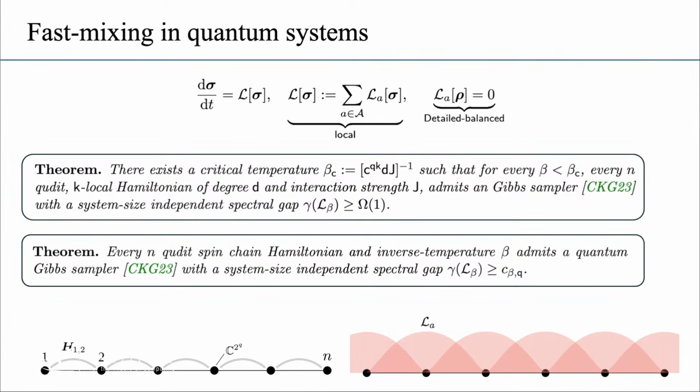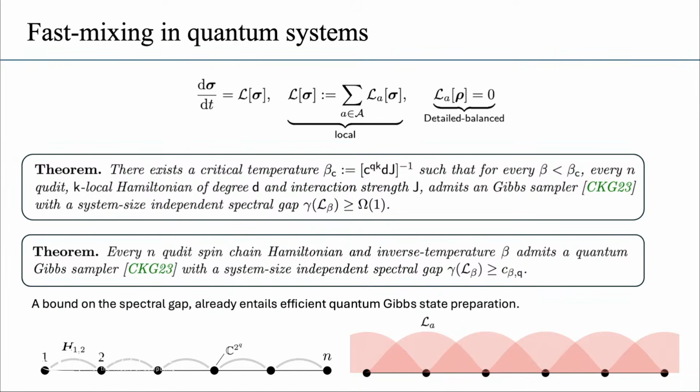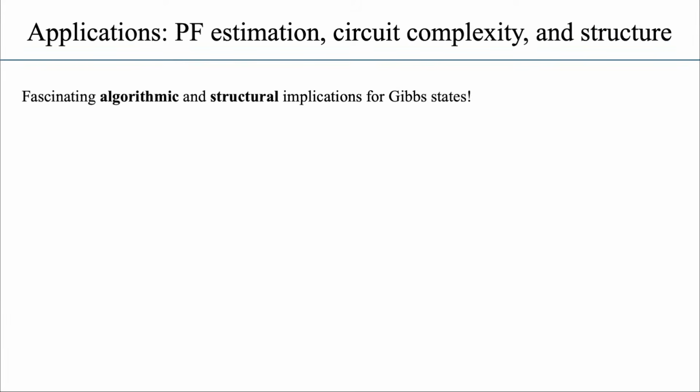Cool? Now, in terms of quantum algorithms for Gibbs state preparation, a spectral gap for the dynamics already implies an efficient, polynomial time quantum algorithm or quantum circuit for preparing the Gibbs state up to some accuracy. But a lot of the interest in studying these techniques is that they also give rise to very nice applications in terms of algorithms and structure for Gibbs states. So that's what I'll talk about next.